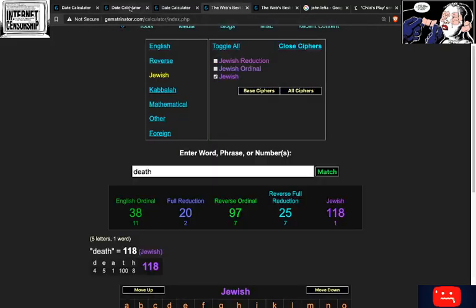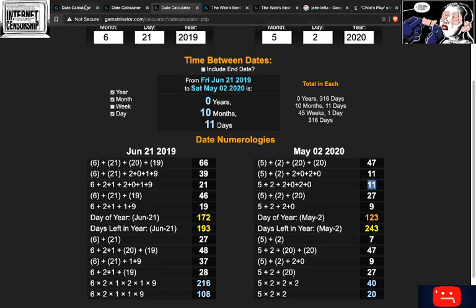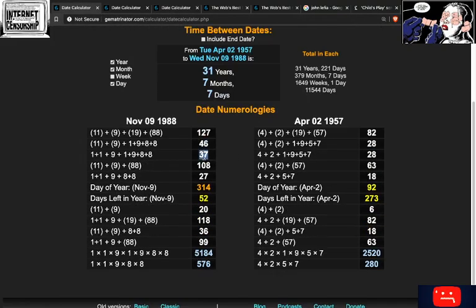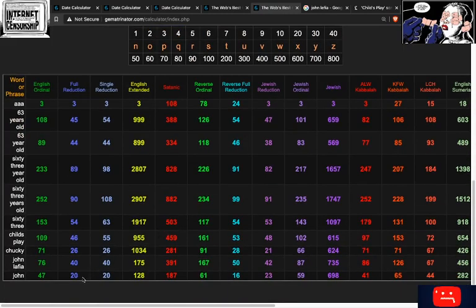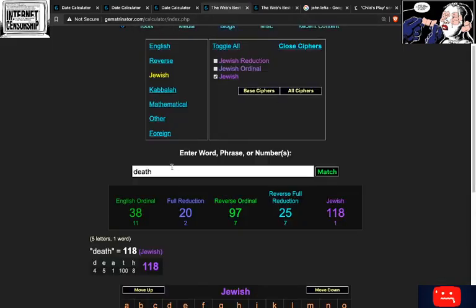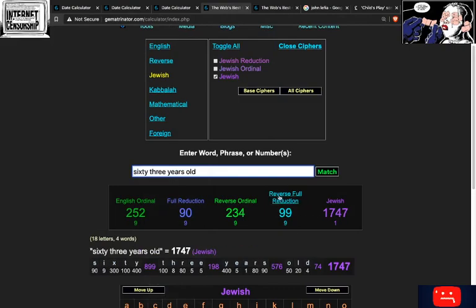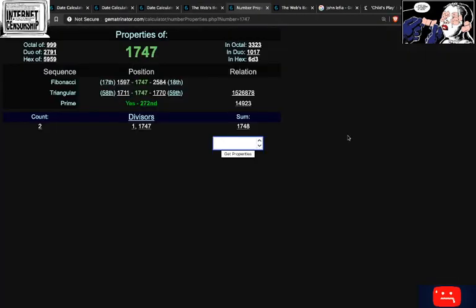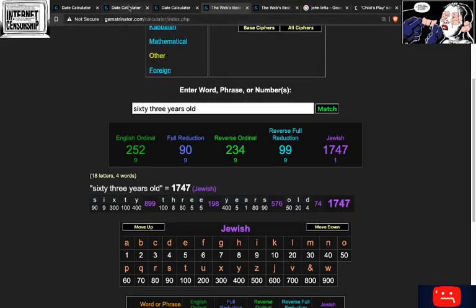Now let's go through this just a tad bit. We've seen the 46, the 37, we've seen 108, we've seen 27. I know for a fact we've seen 20, 118. I think we've seen 99, to be honest. I'm pretty sure we've seen 99, but I could be wrong. Nope, I'm not wrong. When you spell out 63 years old in reverse fold reduction, which is one of the four base ciphers, so you don't even need all these other ciphers open, but just to make a point, right? Here you go. There's your 99. Unbelievable, man.